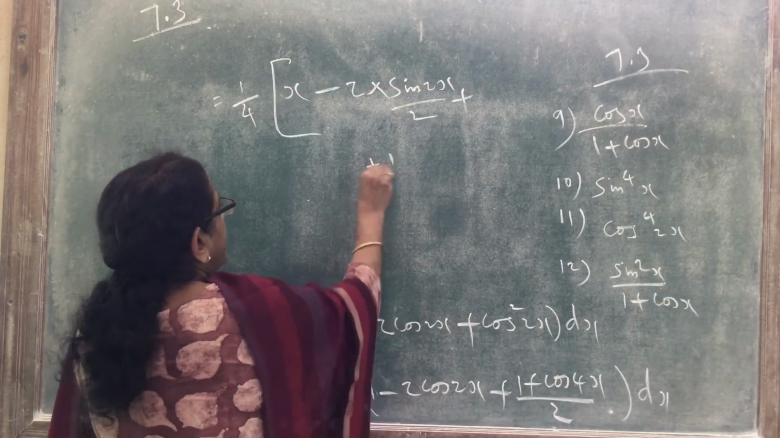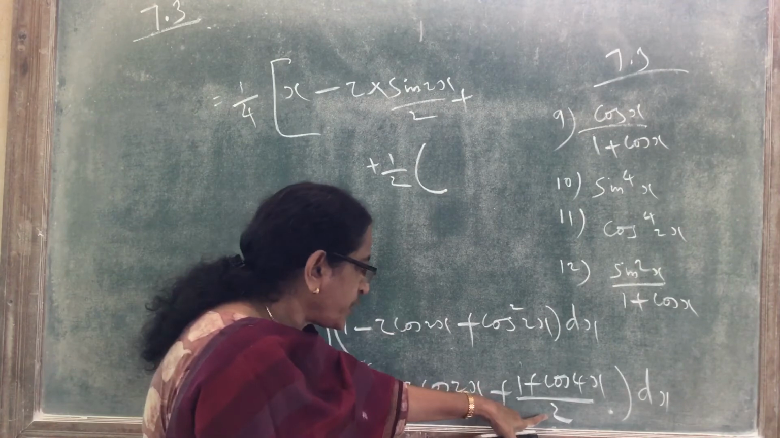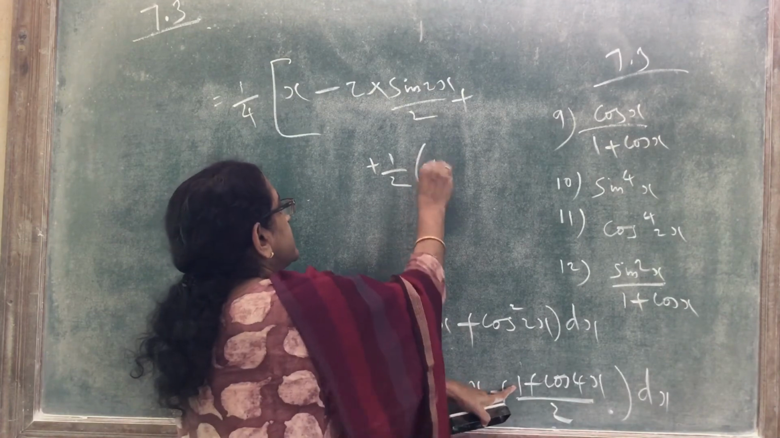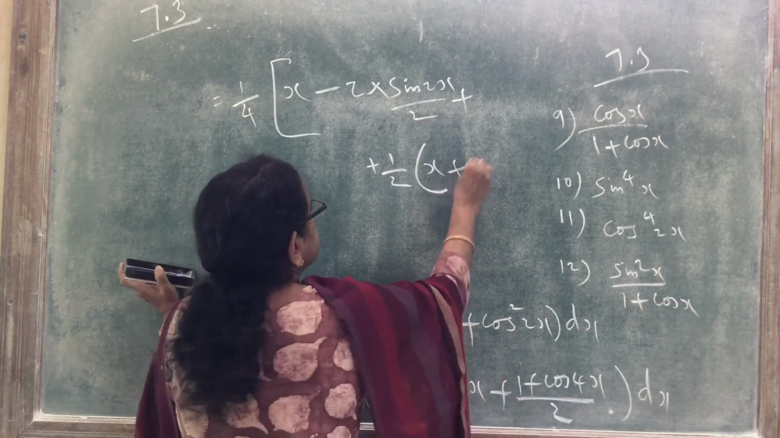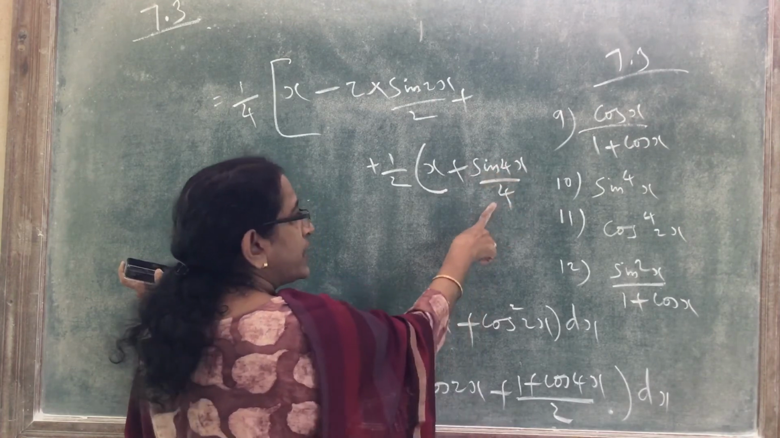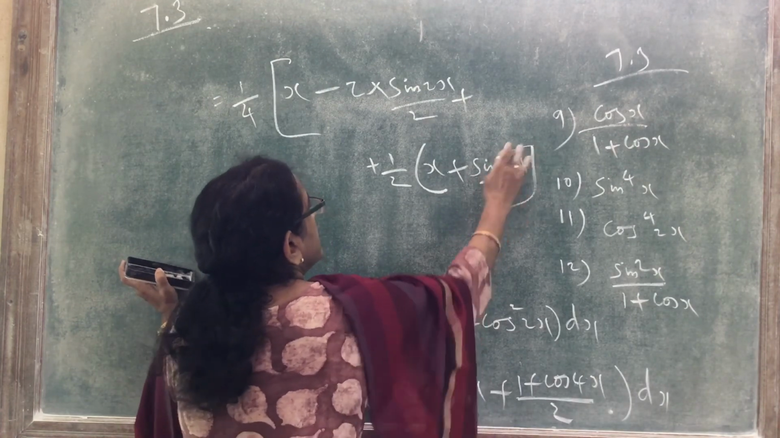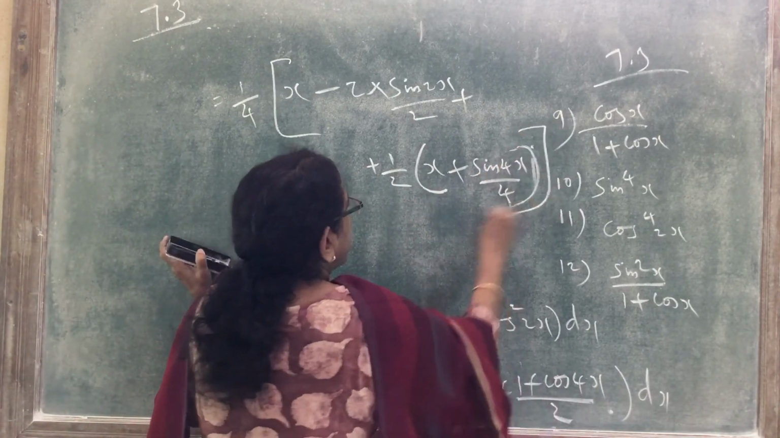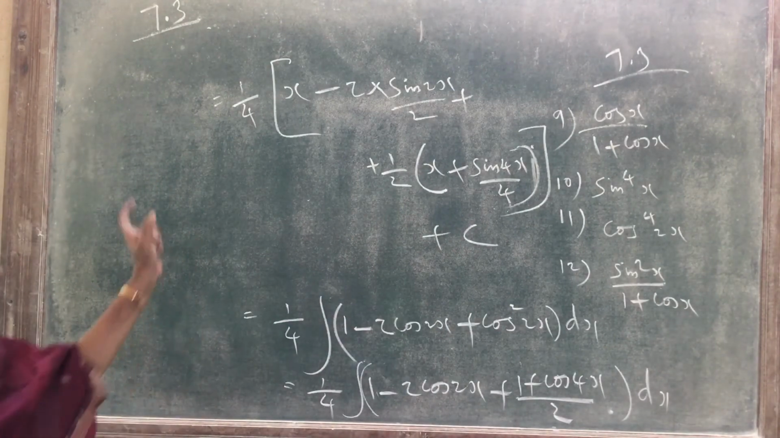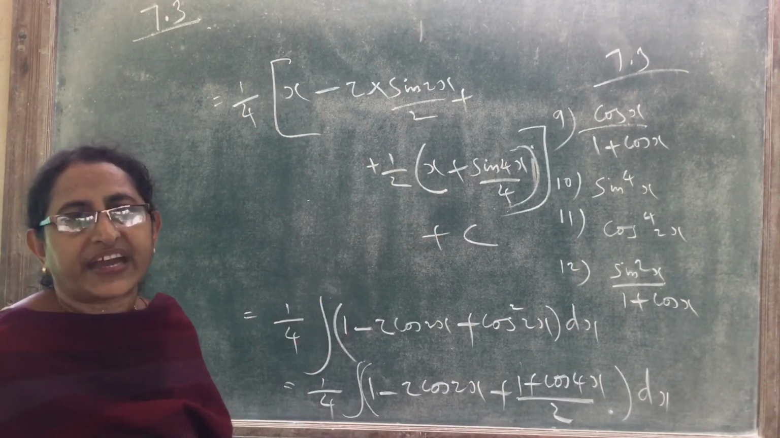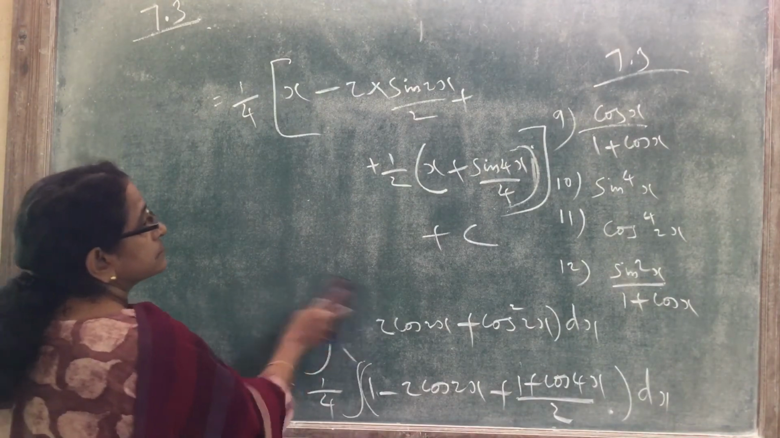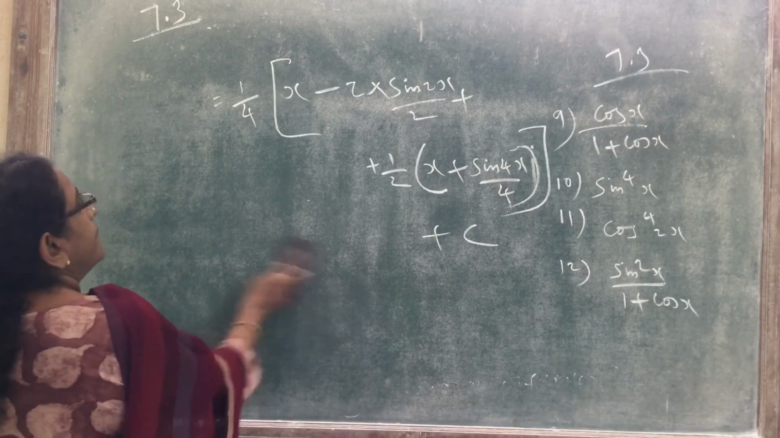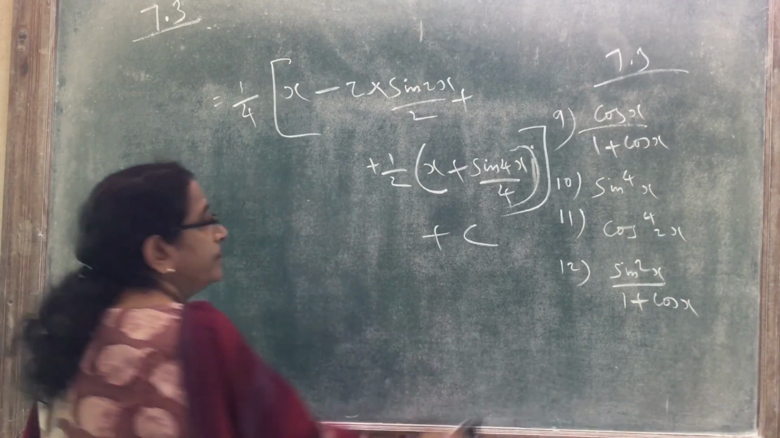So we write plus 1 by 2 into bracket: 1 by 2 we take outside, then we write the integral. What is the integral of 1? x, plus the integral of cos 4x, which is sin 4x by 4. By 4 only for that term, remember that. So bracket 1 by 2 is for both these terms. Then big bracket plus c. So that is the answer. Now you can open the brackets, simplify, and write the answer.